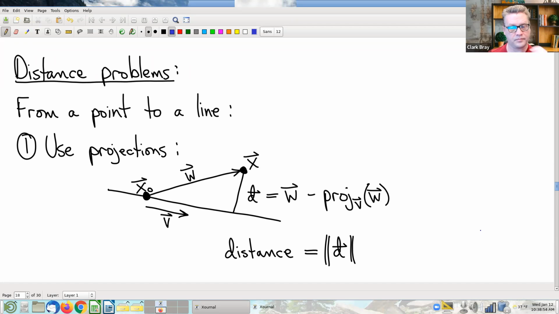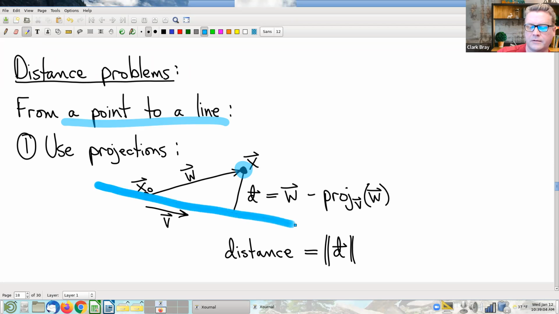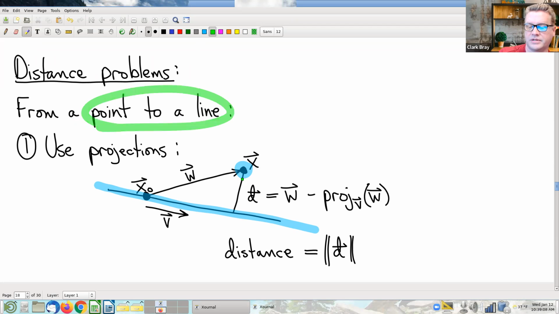So let's start with the same place the book starts. We'll start with how to find the distance from a point to a line. So here's a point. Here's a line. And how do I find this? I'm going to use colors better. How do I find that distance from the point to the line? So there are different ways to do this. I'm going to show you two of them.